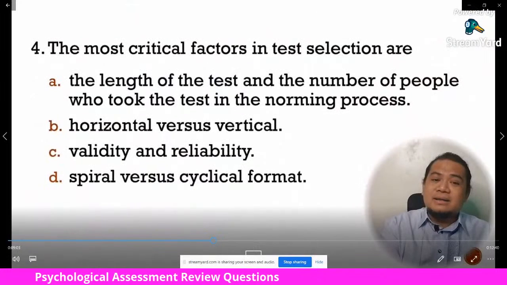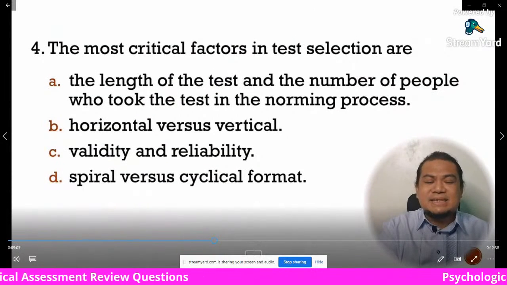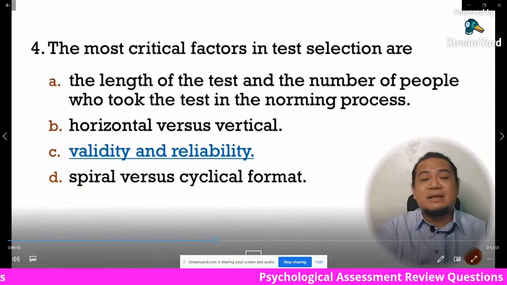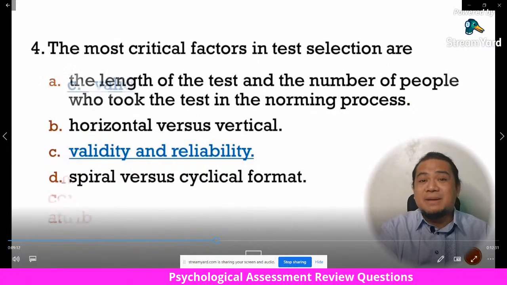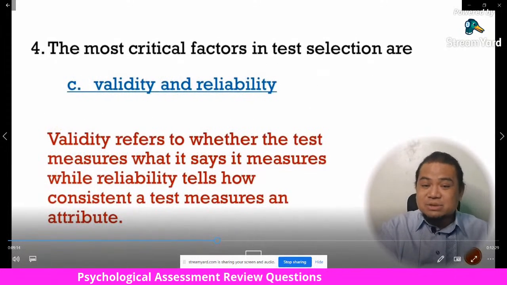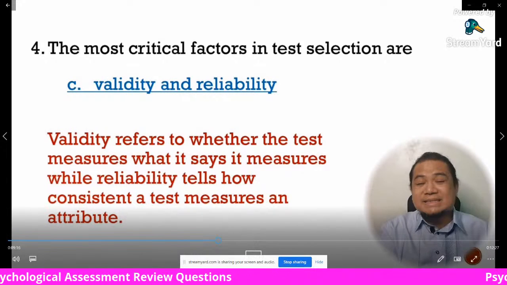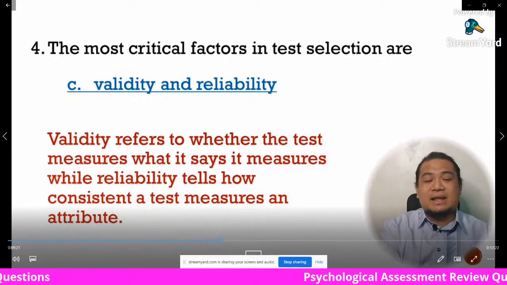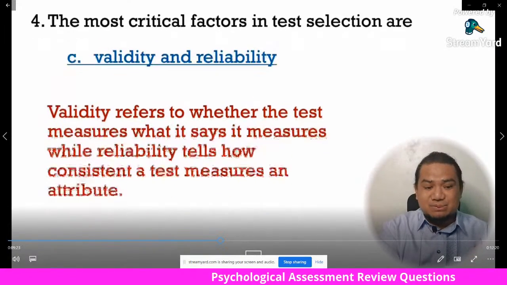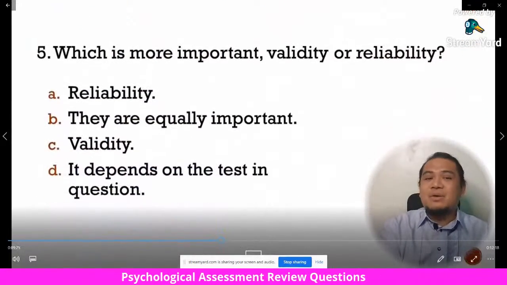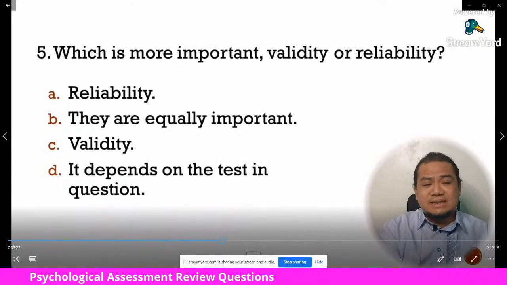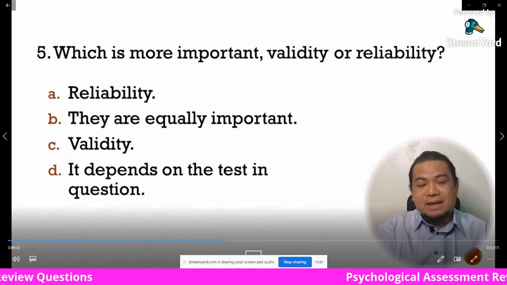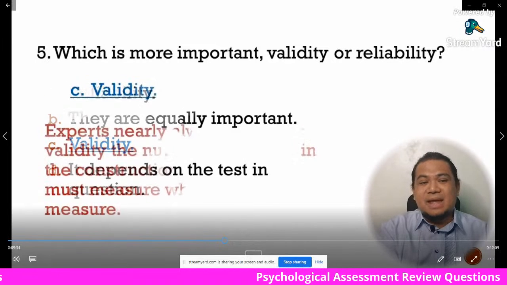Number 4, the most critical factors in test selection are, the answer is letter C, validity and reliability. Validity refers to whether the test measures what it says it measures, while reliability tells us how consistently a test measures an attribute. Number 5, which is more important, validity or reliability? And the answer is letter C, validity.